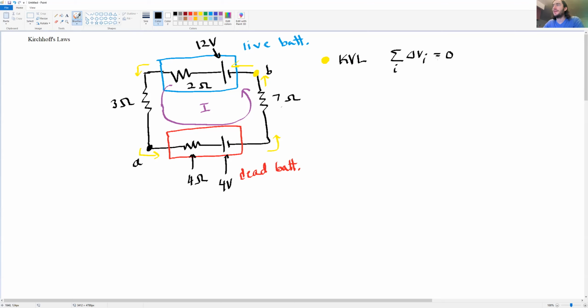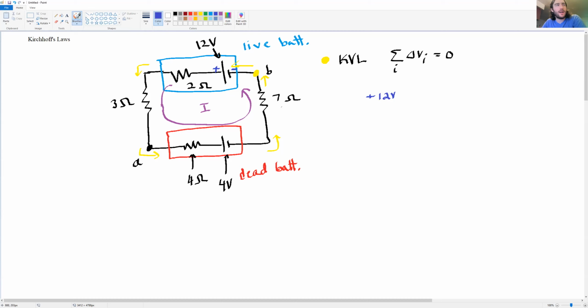So sum the potential gains and drops. What does it mean? Well, I start over here at the point B, and I look at this source that I come across here, this 12-volt source, and I recognize, okay, negative, the low potential is here on this side, and the high potential is here on this side. Well, if I'm going from low to high potential, then that means I should add. So plus 12 volts.